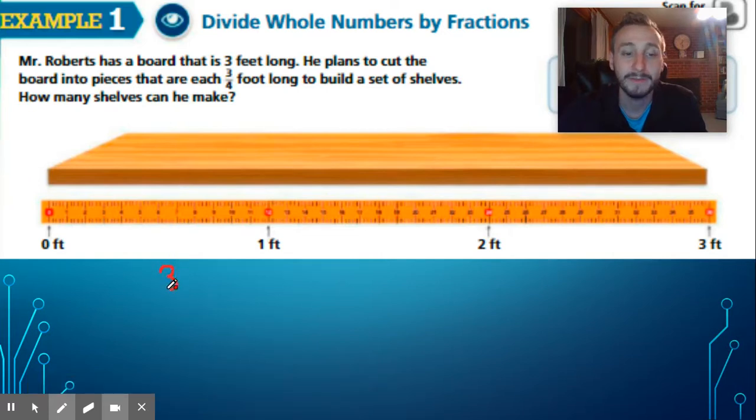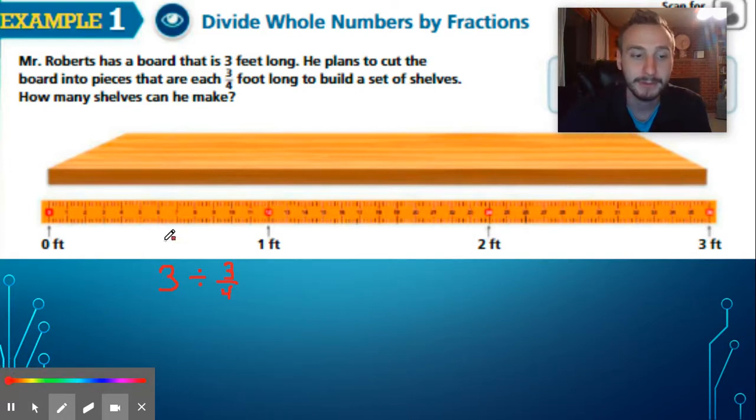So we have a 3-foot long board, and we want to divide it into 3/4 foot long pieces. That's where keep, change, flip comes in handy. It's hard to divide this, right? If we were to do long division, it's a little bit tricky, right? But if we use keep, change, flip and use what we learned last week, it's a cinch. So keep this the same, change this symbol to multiplication, and flip or find the reciprocal of 3/4.